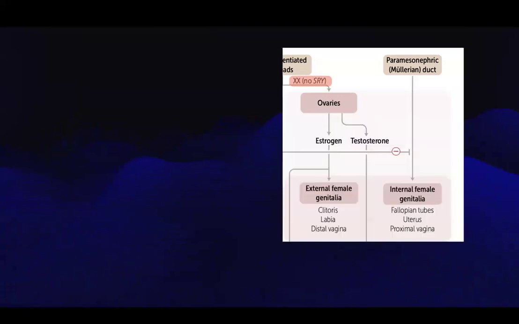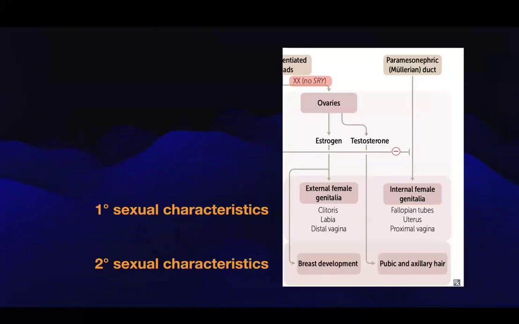These ovaries will do two things. They will produce estrogen, and the absence of that anti-Mullerian hormone will lead to the normal development of the paramesonephric ducts. The estrogen will lead to the formation of the external female genitalia, and the paramesonephric duct will form the internal female genitalia.